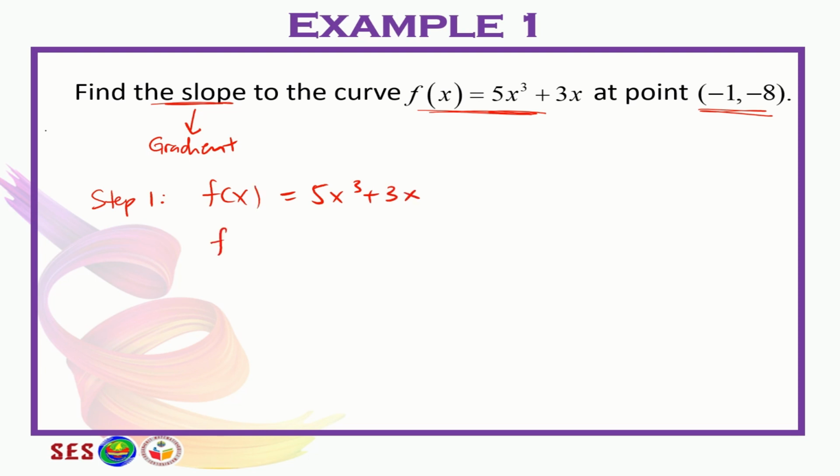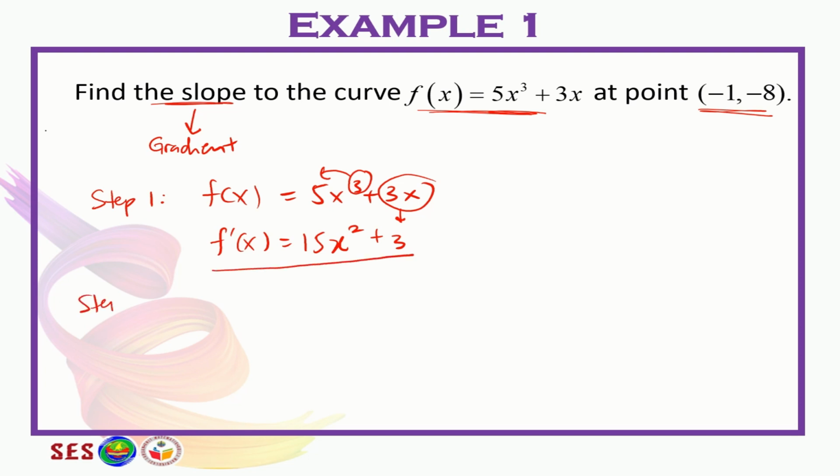So differentiate: f prime x is equal to, bring the power to the front, so 5 times 3 is 15, x and then power minus 1, so 3 minus 1 is equal to 2. And then differentiate 3x, which will be 3. So we have f prime x is equal to 15x squared plus 3.